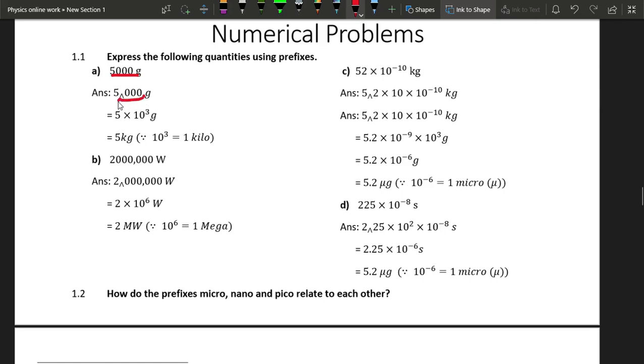Why do we move 3 digits? Because we know the prefix of 10 raised to power 3. We do not have a prefix for 10 raised to power 4 or 10 raised to power 5. So we move only 3 places to the left, because our decimal point is on the right side. So it will be 5 kg, as 10 raised to power 3 is 1 kilo. This is how we can express 5000 gram as 5 kg.